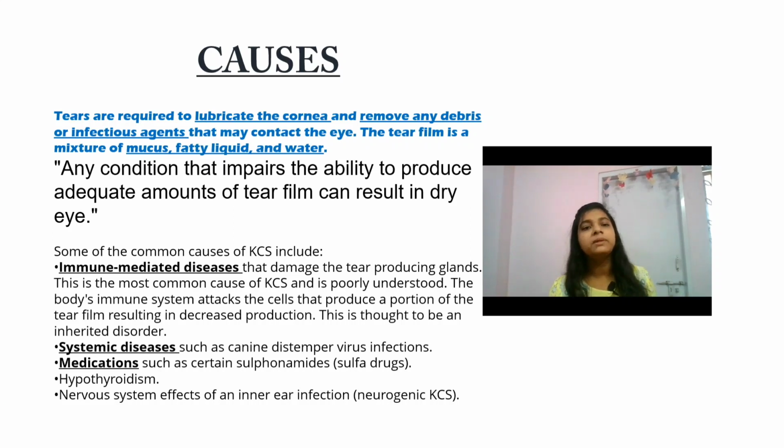Some of the common causes of KCS include immune-mediated diseases that can damage the tear production mechanism or producing glands. That can cause dry eye, or systemic diseases like, for example, canine distemper may cause dry eye. Apart from that, medications like sulfa drugs may cause that, hypothyroidism may cause it, or nervous system effects of an inner ear infection, called neurogenic KCS. So it may also cause dry eye.